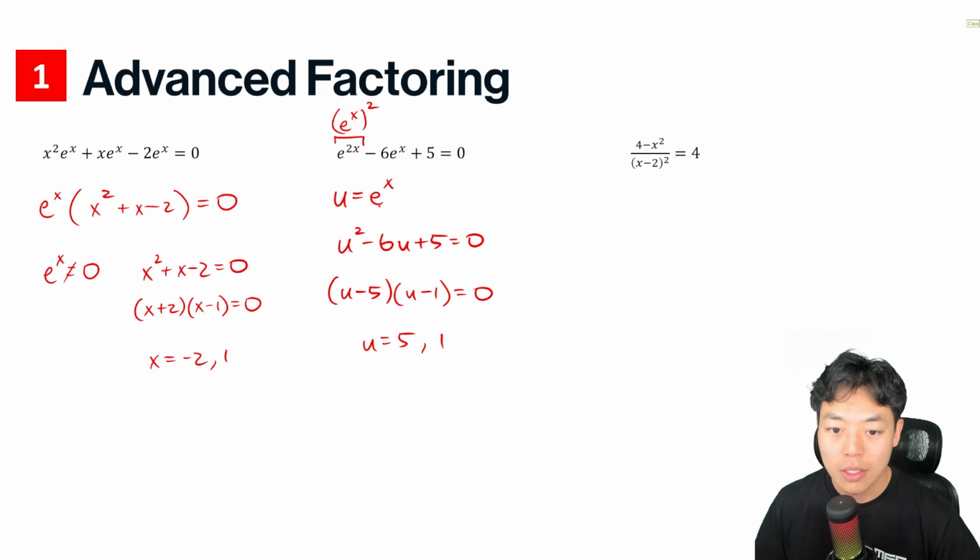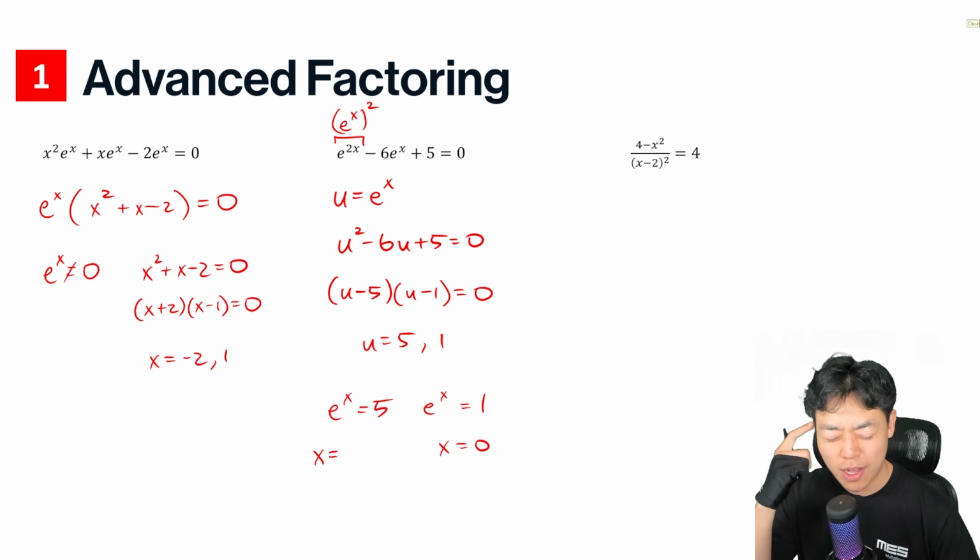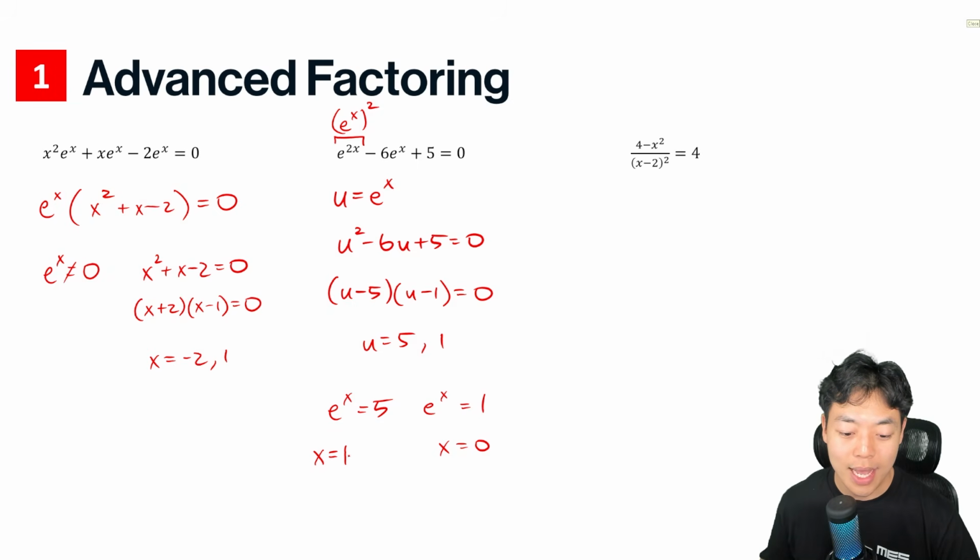We're not done. We need to solve for x. e to the x is equal to 5, and e to the x is equal to 1. Well, this one is easy. x has to equal 0 because anything to the 0 power is 1. But for this one, we have to use our logarithmic properties. And we know that taking the natural log of both sides gets rid of that e, brings down the x as the coefficient of the log. Boom, there we have it.